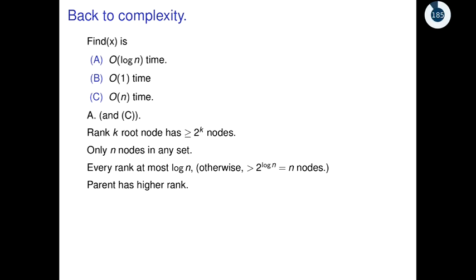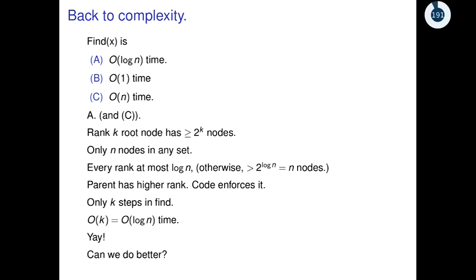And the parent has a higher rank. So the code enforces it, right? We showed that every parent has higher rank. So there's only k steps in a find, which is order k, with k the maximum rank of any vertex. And the maximum rank is O of log n. Okay? And that's great. And now the question is, can you do better with this union find data structure?